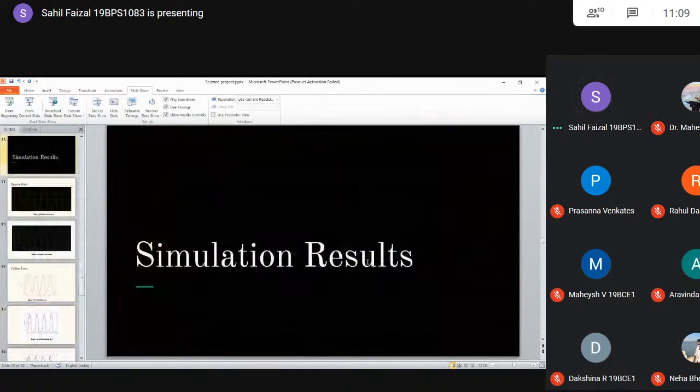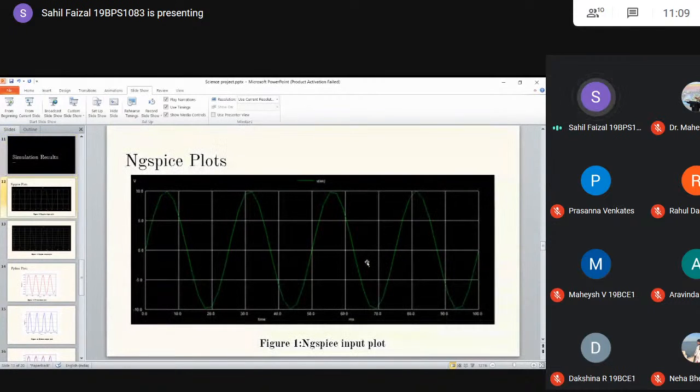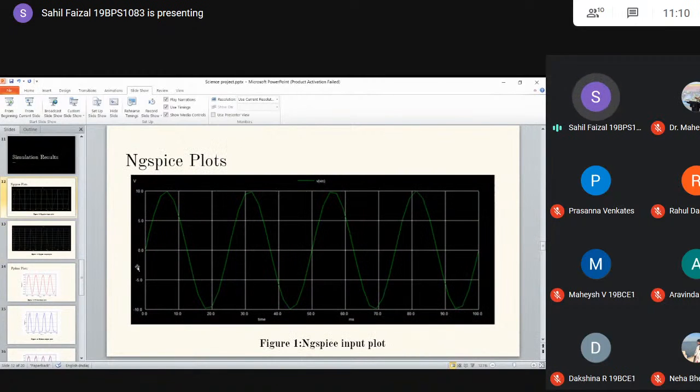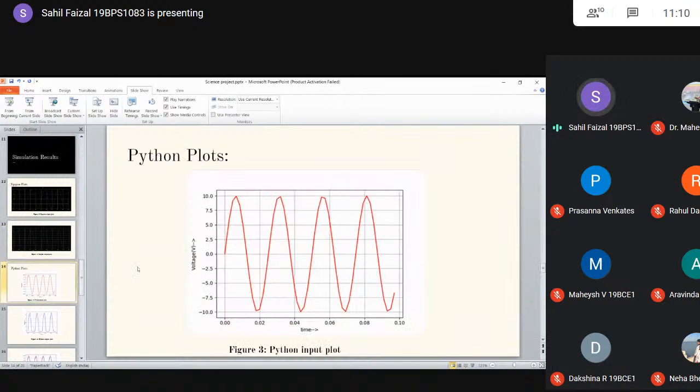Coming to the simulation results which I obtained. First of all, the ngSpice plot. You can see the input waveform which I have given to the circuit, and this is the ngSpice output plot in which you can see the negative portion clipped off or chopped off. Here the input went somewhere around -10, and here the output is between 0 and -1 volt.